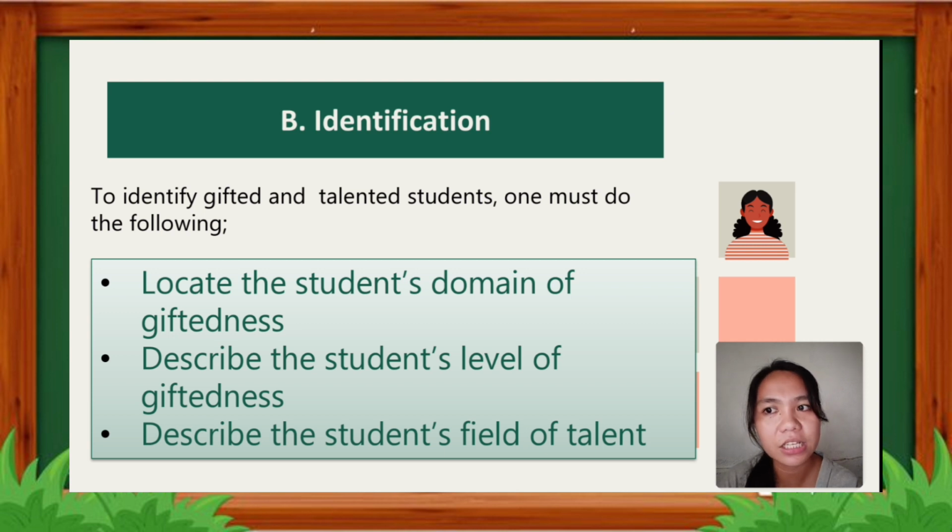And lastly is to describe the student's field of talent. Here, we can identify their fields of talent, for example, creativeness, or they are good in music, good in sports, or in leadership. So that's all about my report.